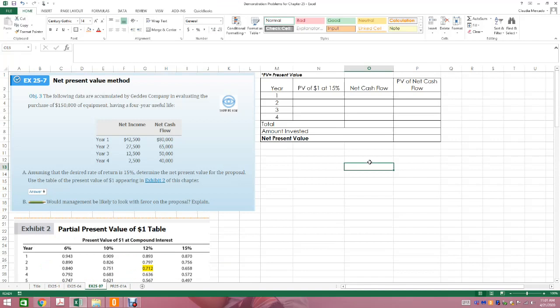Just make sure you read over the section. It provides you with great examples, okay? So, let's go back to the problem. So here they give you the net income and the net cash flow, okay? Now, it's important to differentiate between net income and net cash flow, because sometimes students get confused, okay?